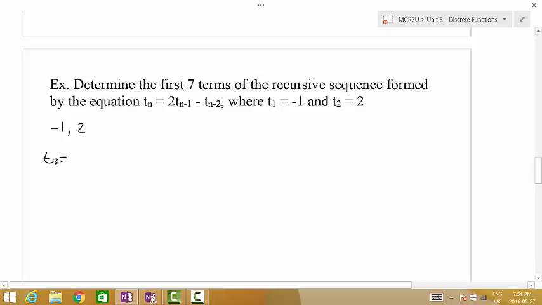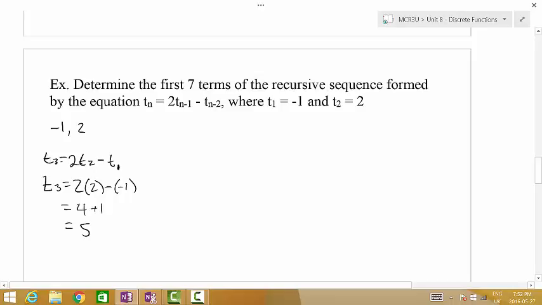Now the difference between this one and the last one is this one needs the previous 2 terms in order to find the next one, whereas the other one only needed the previous one. So T3 is 2 times Tn minus 1, which is T2, minus Tn minus 2, which is T1. So we know T2 is 2, T1 is negative 1, and we are going to work through this.